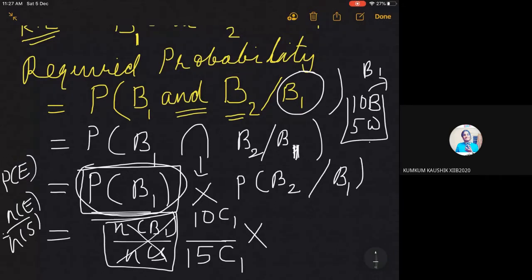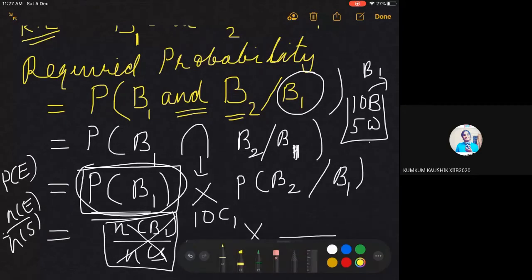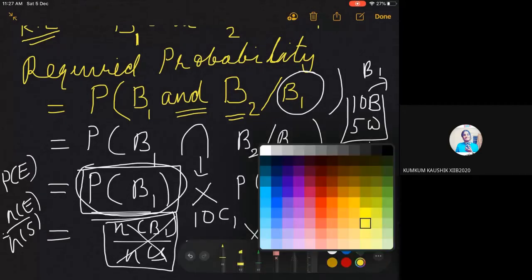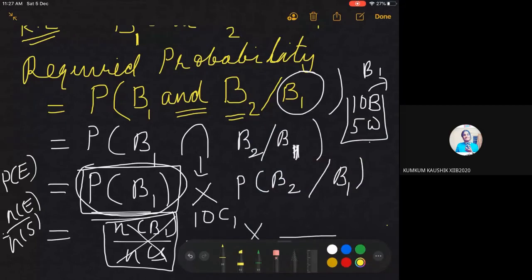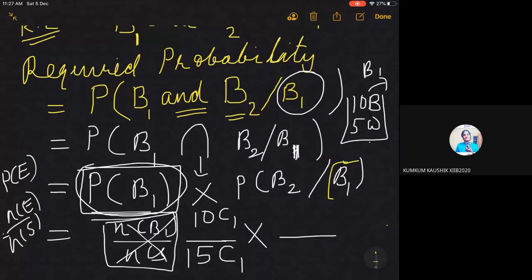Into next, what will be that? Probability of B2 given B1. That means B1 has already happened. B1 has already happened, meaning you have taken one black ball.